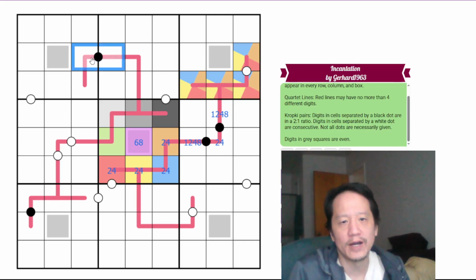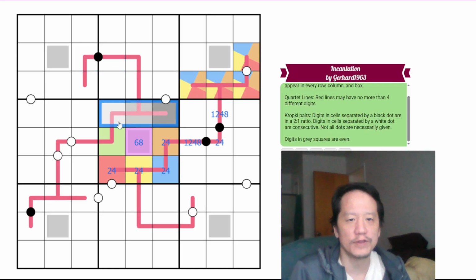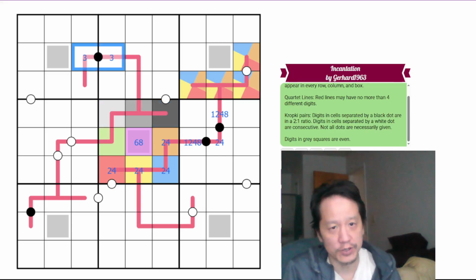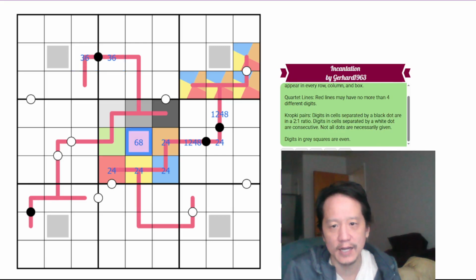This also has a 1-to-2 ratio for this quartet, right? So it cannot contain 2 or 4. It must be 3 and 6 in a 1-to-2 ratio here. So this is 3 and 6, which means this cannot be 6. This must be then 8. So this can't be 8. This has to be a 1-to-4 ratio, so this must be a 2, which makes that a 4.